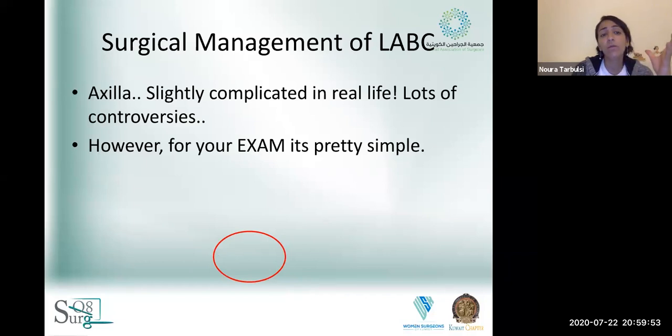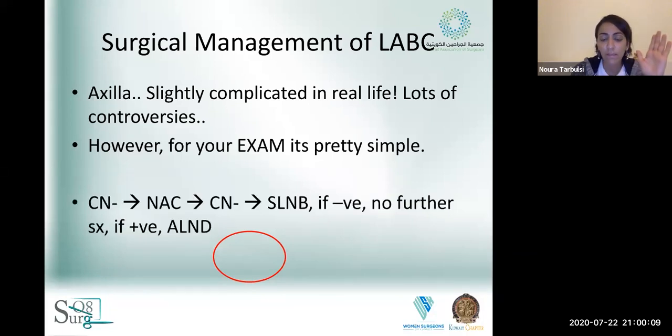Now, what do I do with the axilla? It's slightly complicated in real practice, and there are lots of controversies about managing the axilla after neoadjuvant chemotherapy. However, for the exam, I always tell the residents it should be pretty straightforward and easy. If you have a clinically node-negative patient, so no palpable disease and nothing on imaging, she got neoadjuvant chemotherapy. She remains clinically node-negative after neoadjuvant chemotherapy. We're gonna do a sentinel. If it's negative, no further surgery. If it's positive, they will get axillary dissection.